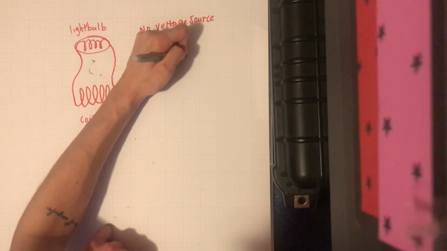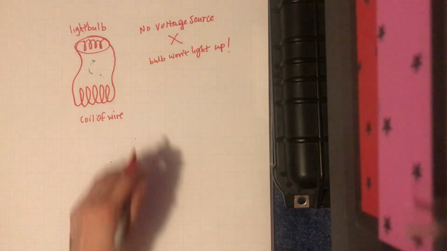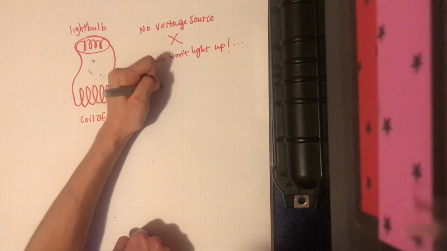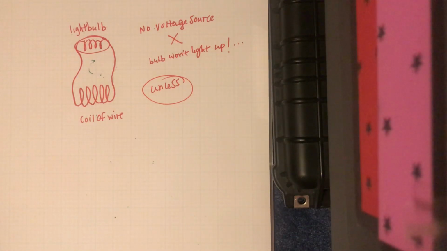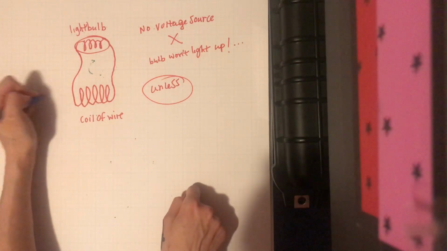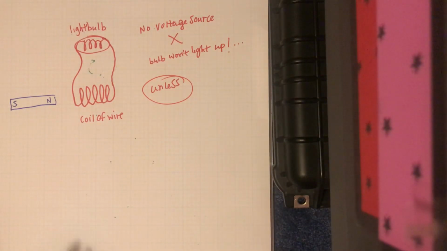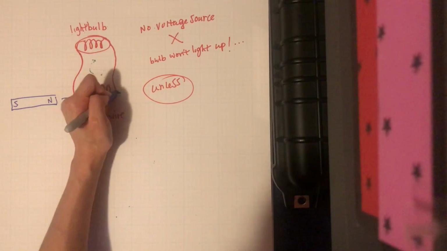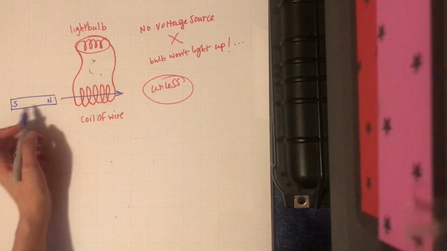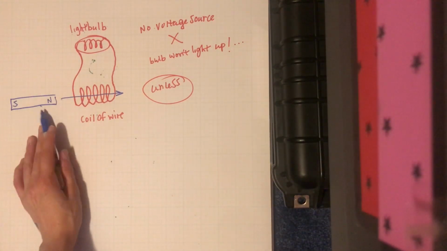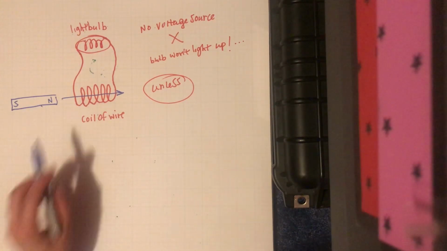However, unless we bring a bar magnet into the situation, so let's just put a nice little bar magnet, and we move that bar magnet through this coil, now we have created an interaction between the magnetic force from this magnet and the electrons that reside in this wire.